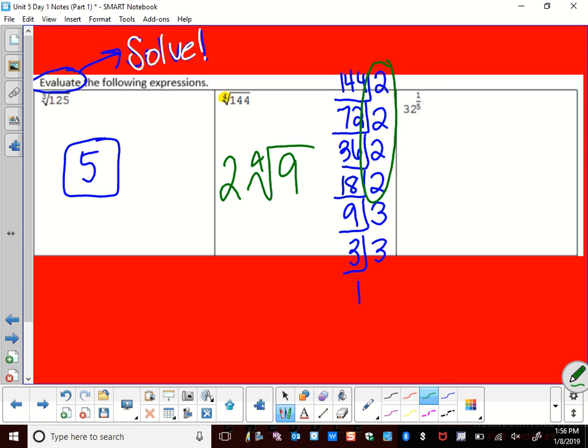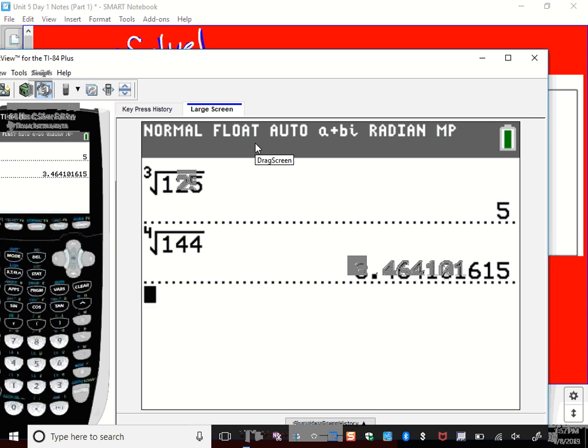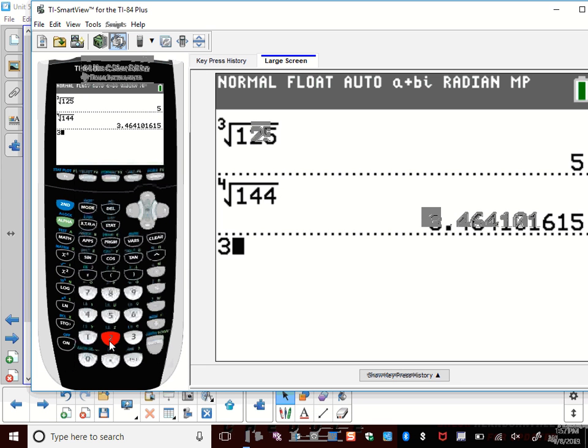Any questions here? Alright, try the last one. Let's put it into our calculators. What is it? The 32 to the power of what? 1/5. You put all fractions in parentheses.